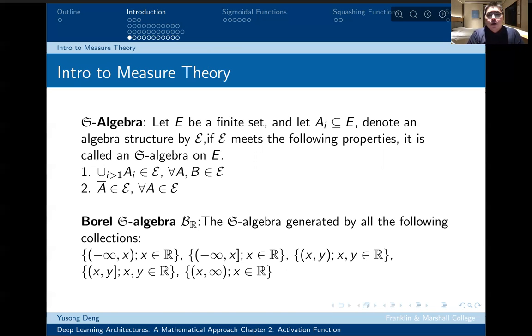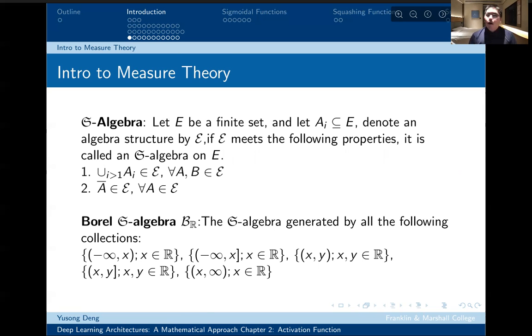Then next, what is the Borel sigma algebra? The Borel sigma algebra B(R) is the sigma algebra generated by all the following collections: from negative infinity to x open, from negative infinity to x closed, x to y open, x to y closed, and x to infinity.